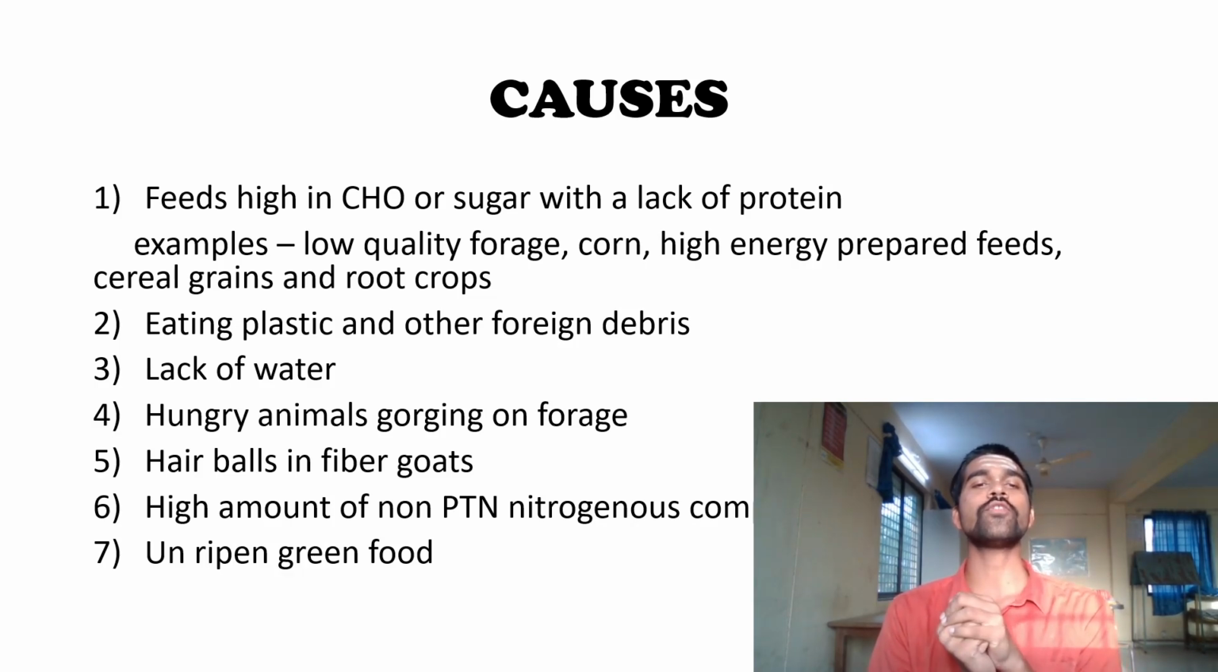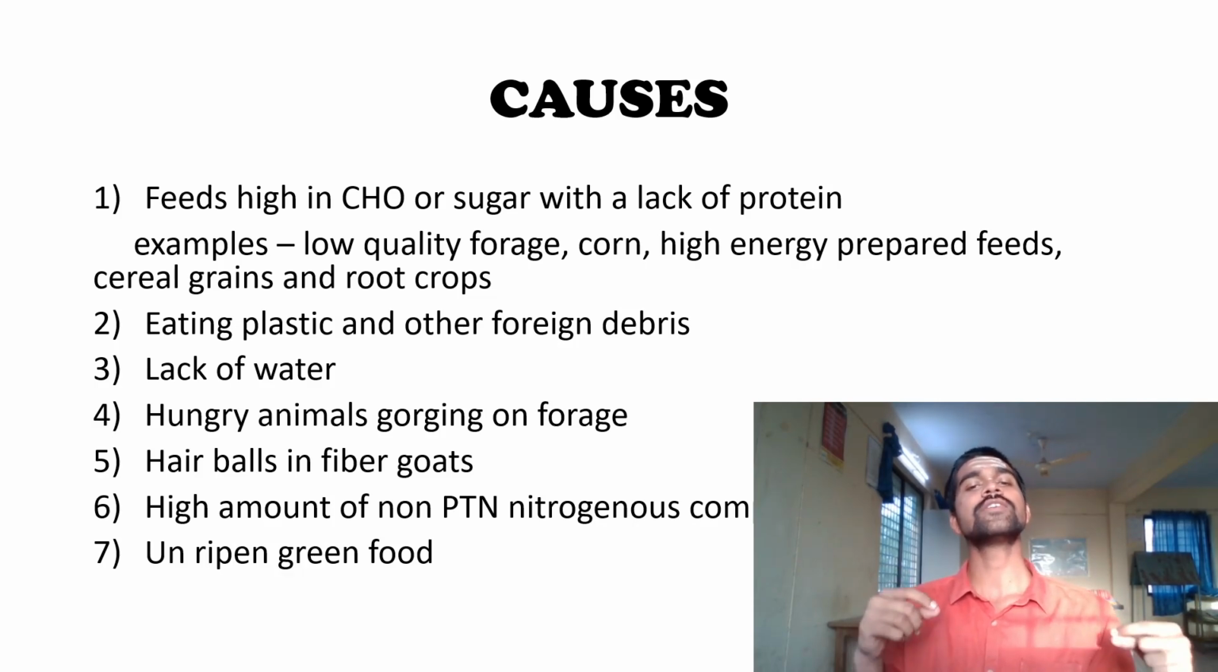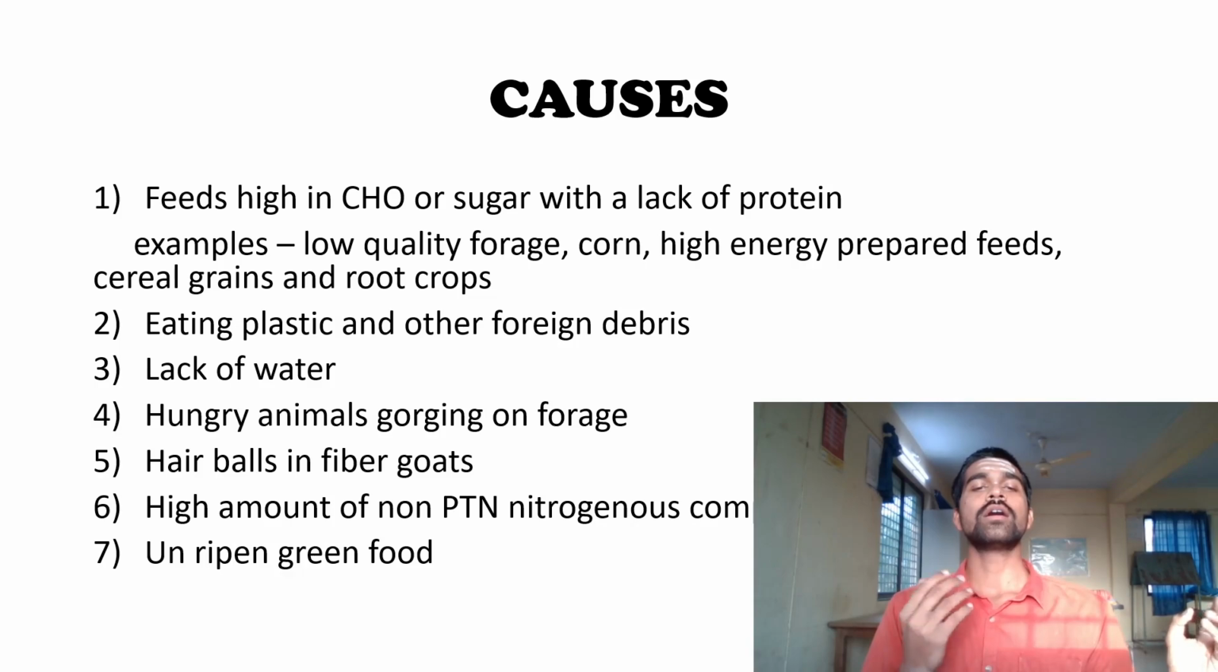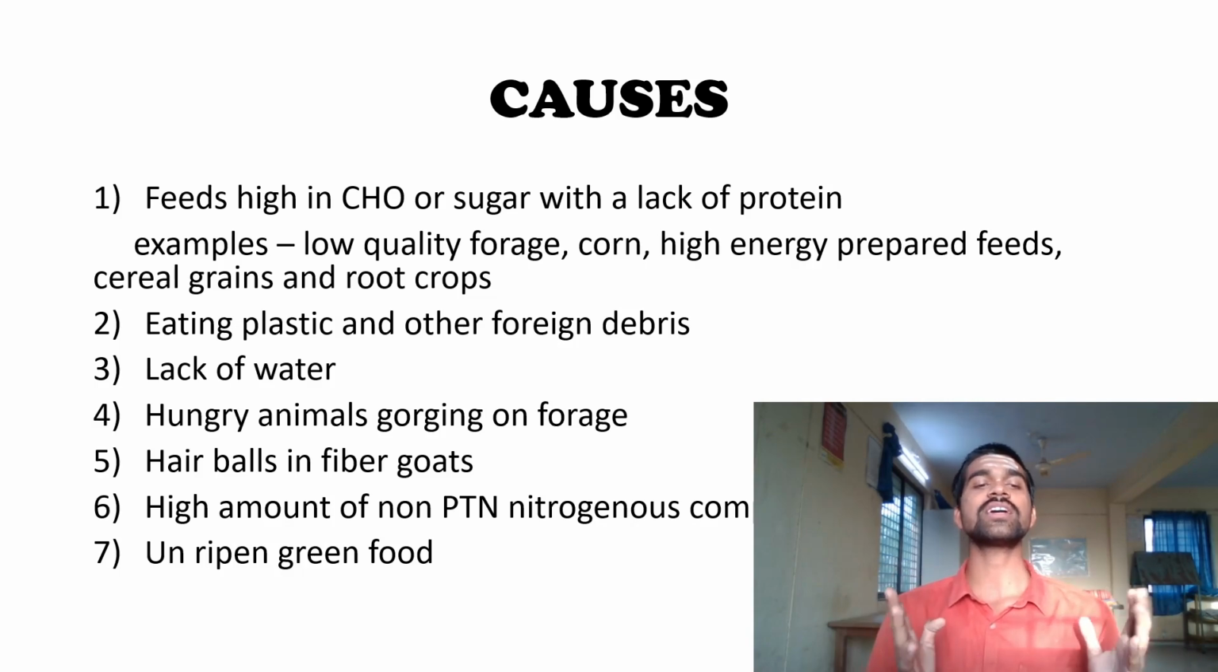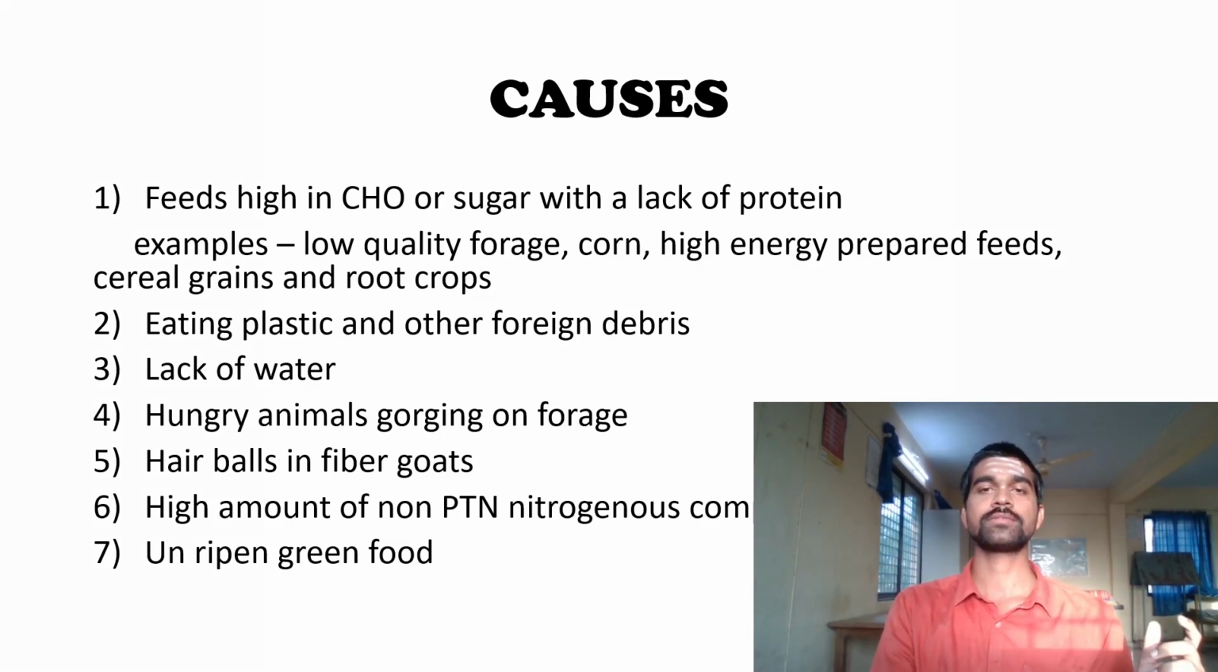Eating plastic and other foreign debris: if the cow eats plastic and other foreign debris, it will cause infection. Lack of water, hungry animals gorging on the forage. If hungry animals graze on the forage, it will also cause infection. Hair balls in fiber goats, high amount of non-PTN nitrogenous compounds. If the diet is lacking in protein or nitrogen content, it will cause infection. Unripened green food: if the cow eats unripened green food, it will also cause infection. So these are the main causes of infection.